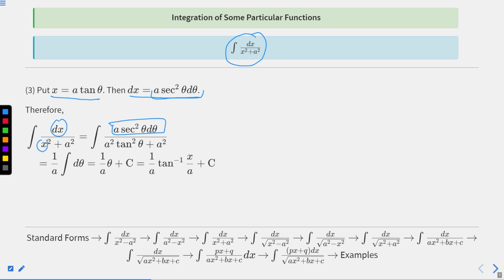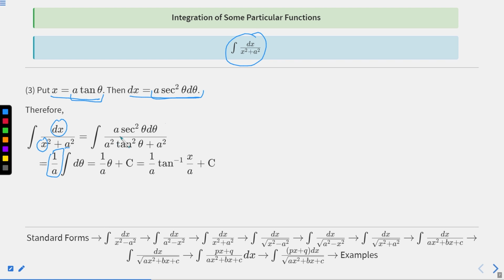Now this x square can be replaced by a tan theta. This means x square will be a square tan square theta. We already have a square. Take a square common and a common from the denominator and numerator respectively. You will get just 1 by a. So 1 by a. Now what terms are you left with?